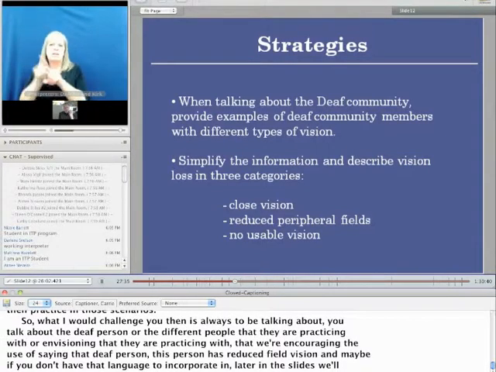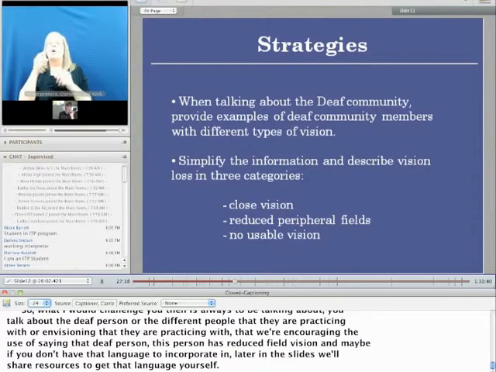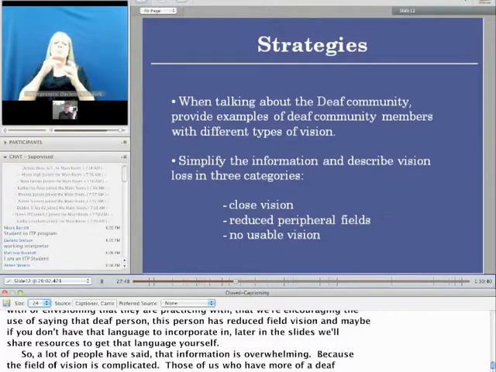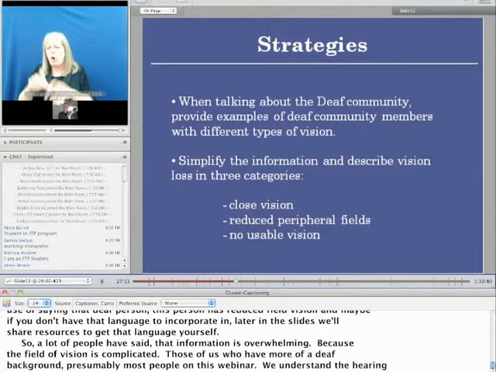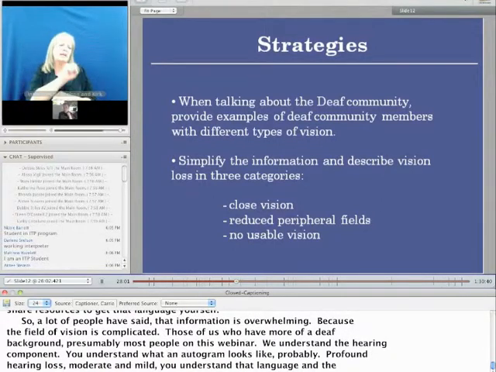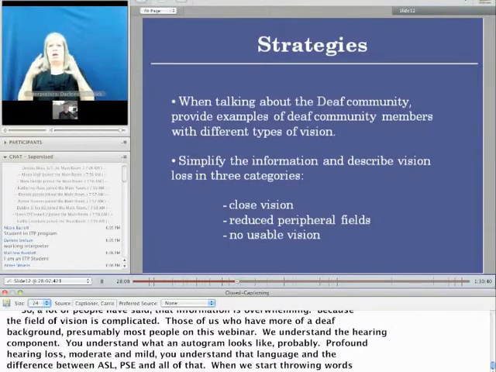But a lot of people have said, well, that information is overwhelming because the field of vision is complicated. Those of us who have more of a deaf background, presumably most people on this webinar, we understand the hearing component. You understand what an audiogram looks like probably. You understand when you talk about profound hearing loss versus moderate, mild. You understand that sort of language and the difference between ASL and PSE and all of that. But when we start throwing words around about vision, it gets confusing and convoluted because we haven't had that training. And that's a natural expectation because that's not the field that you're in.